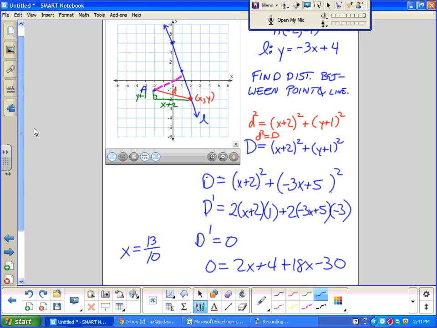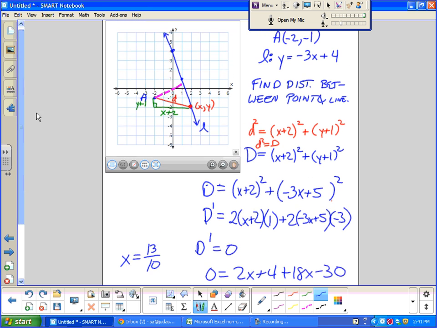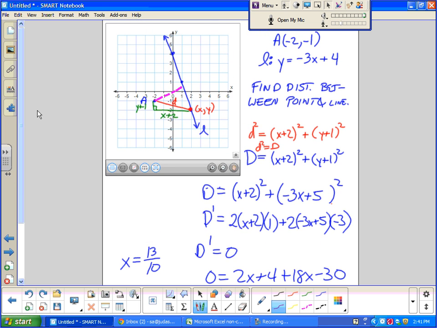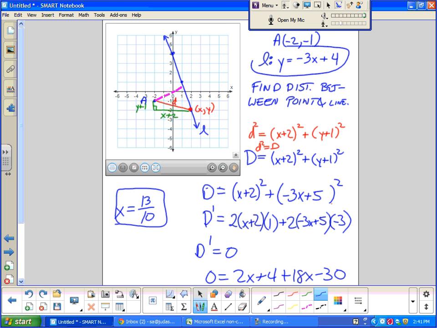I said find the distance. I want the point, guys. If I ask for the point, all I'd have to do would be to take 13 over 10, the x value, and plug it into the line. You guys agree? But I don't have to work that hard. I have developed an equation already right here that is the distance squared based on the x value.